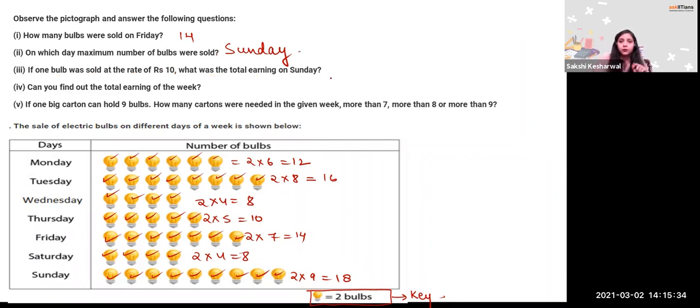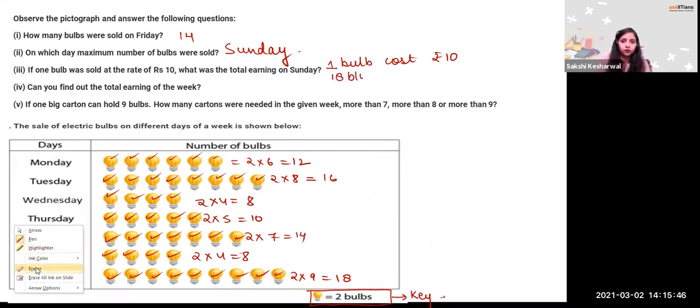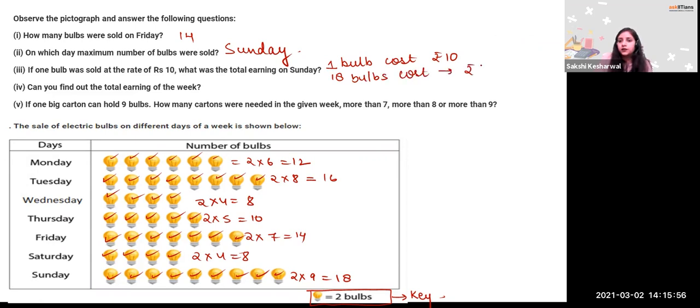So one bulb costs how much? Cost rupees 10. Then 18 bulbs cost how much? The cost will be rupees 10 into 18, which equals what? Rupees 180. That's it, right?